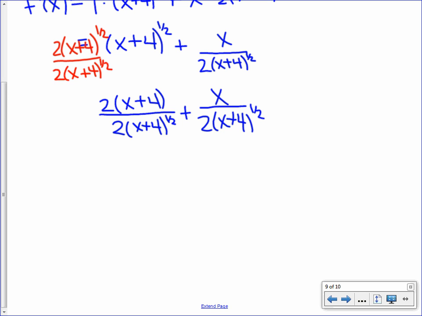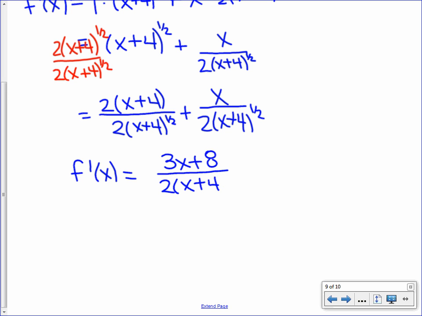So if I combine these two fractions together, our derivative, okay, stay with me here, we have 2x plus 8 in our numerator. So when we add it to the second fraction, we get 3x plus 8 over 2 times (x plus 4) to the 1/2 power. So there's our derivative. Let's talk about our critical values.